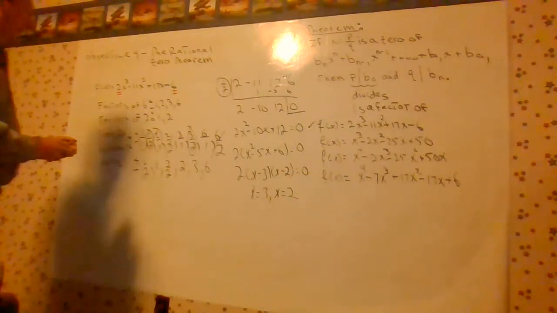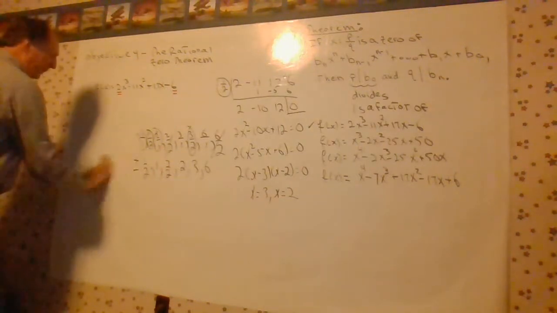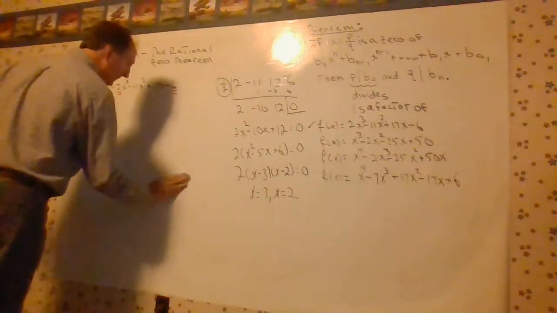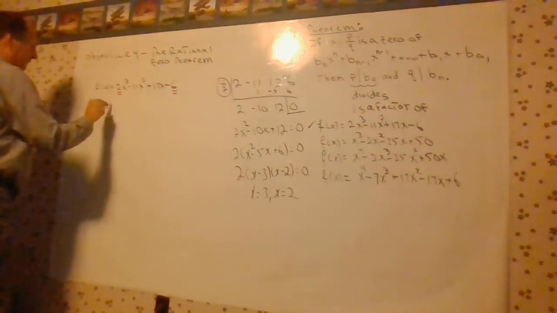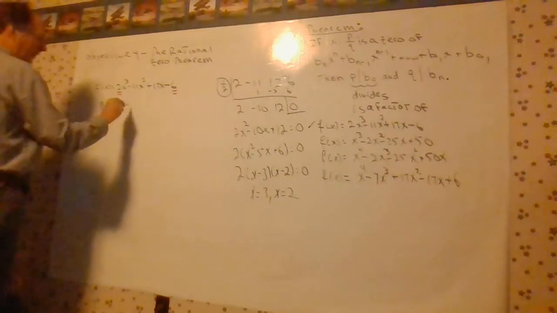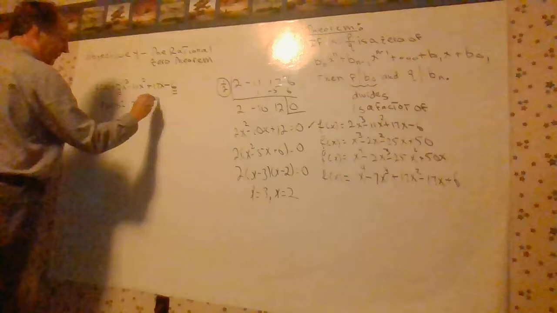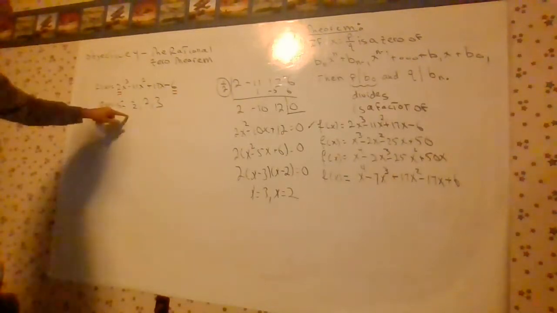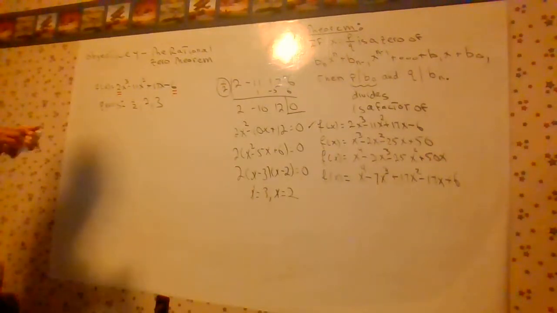Now, how we answer it all depends on what question was asked. But here's what information we know. Zeros are 1/2, 2, and 3/2. Now, this is a third-degree polynomial. We should expect 3 zeros. That's what's called the fundamental theorem of algebra.